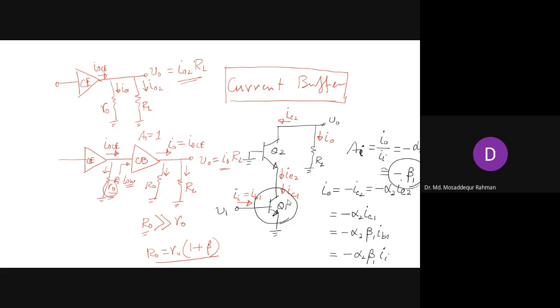The input resistance is the same as the common emitter. The gain is also the same as the common emitter, except that it is independent of the small r naught. And the major difference here is that we get a very high output resistance. Any questions, guys?